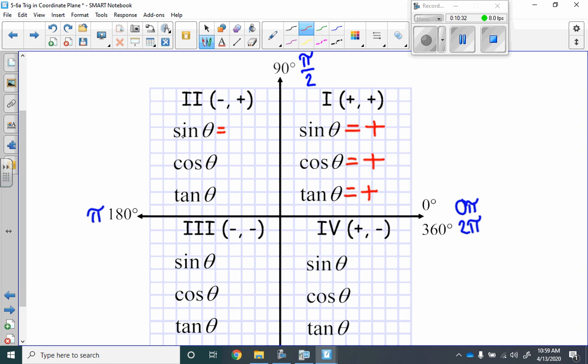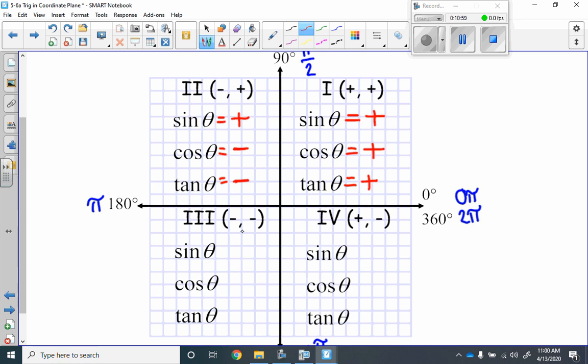Because now when you're looking at sine, you're taking y over r. Well, y is positive. Positive divided by a positive is positive. Cosine, you're taking your base here, your negative divided by a positive. So cosine is going to be negative. Tangent, when you look at that part, you're taking y over x, so a positive divided by a negative is a negative.